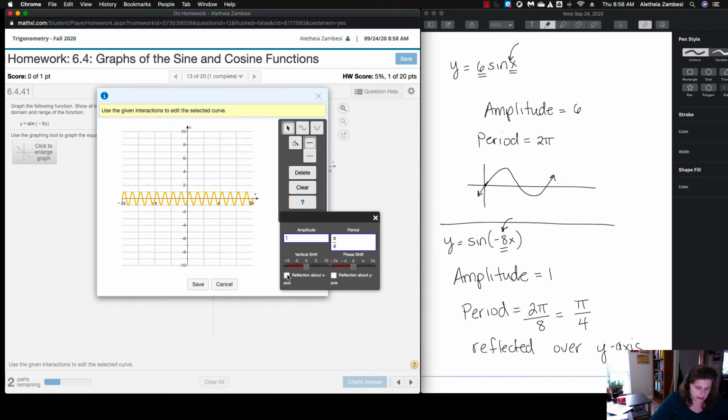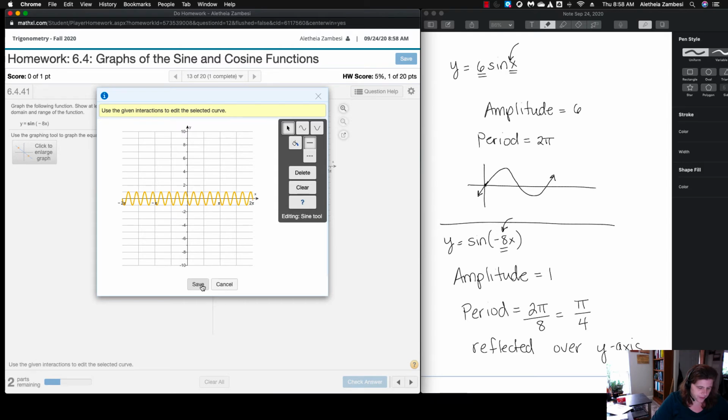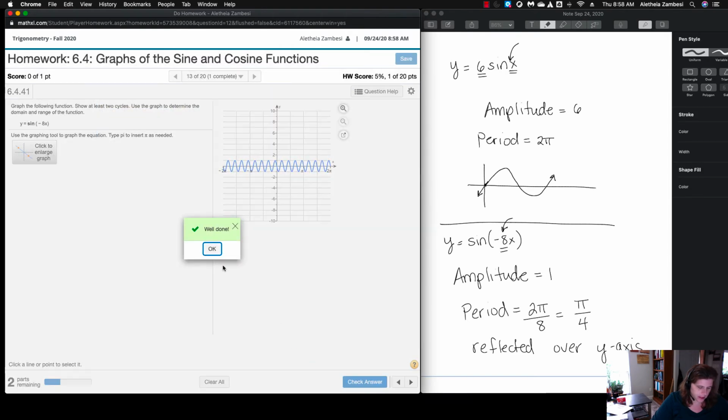Actually, it's supposed to be reflected about the y. It doesn't really make a difference with sine whether it's reflected with x or y. It does the same thing, but this is a y-axis reflection. All right, closing that up. We're going to save it and check it.